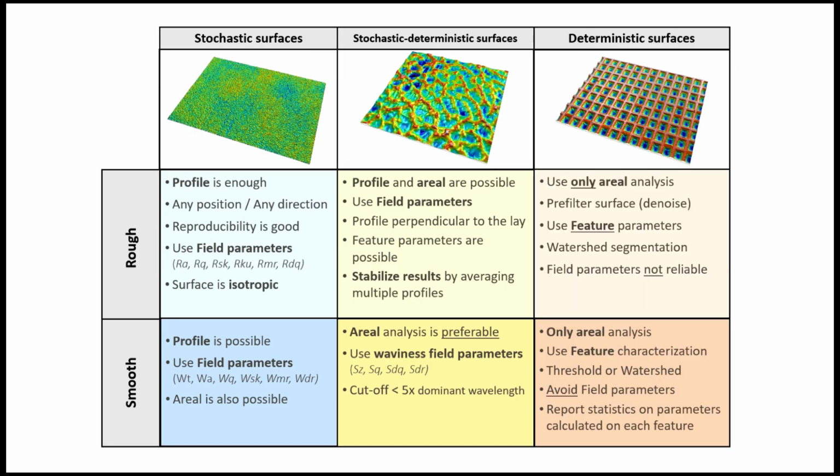Deterministic surfaces are fully structured or patterned to achieve a functional purpose. Examples include micro-dimples for lubrication, micropillars for friction reduction, or laser-created textures for hydrophobic behavior. These surfaces must always be measured and analyzed in 3D, since their geometry cannot be captured by a single profile.